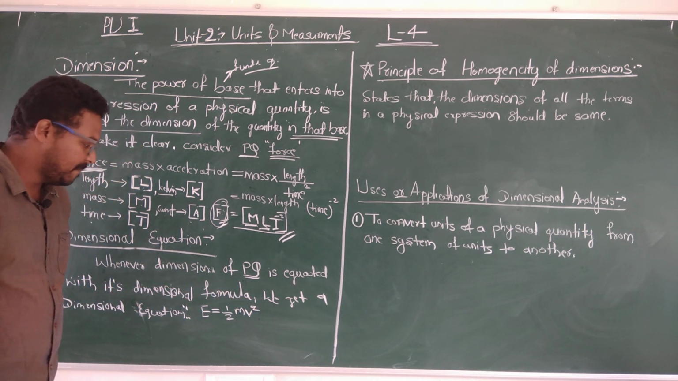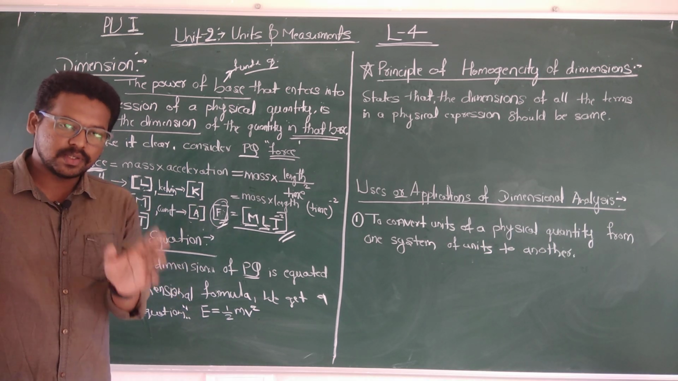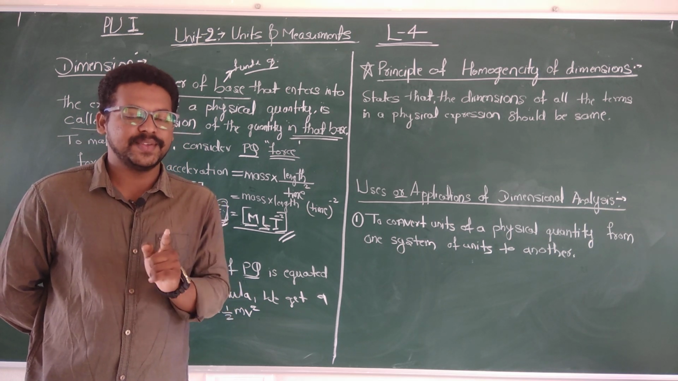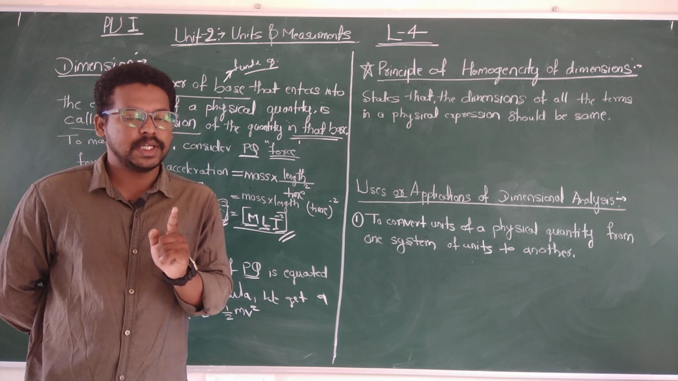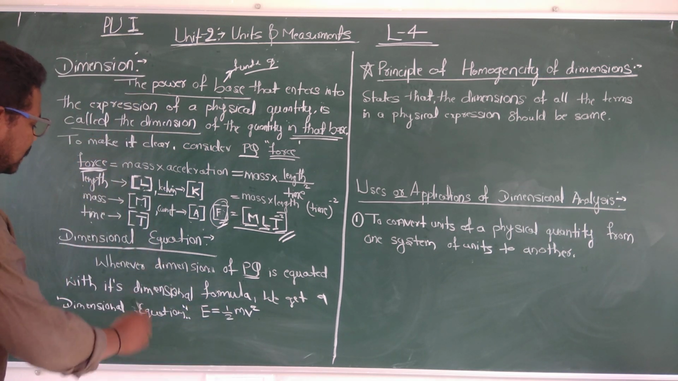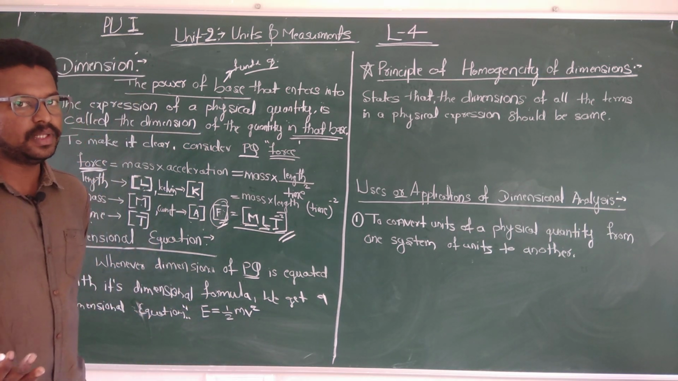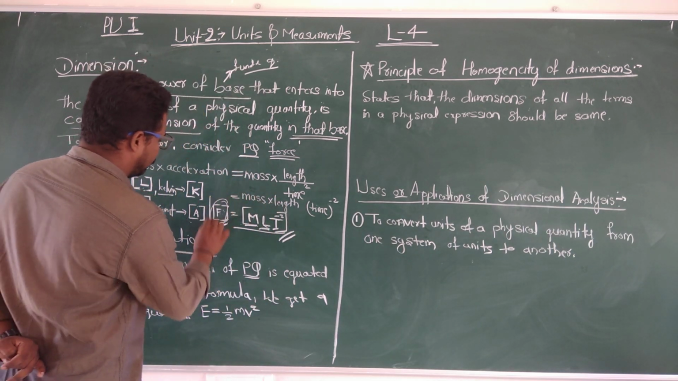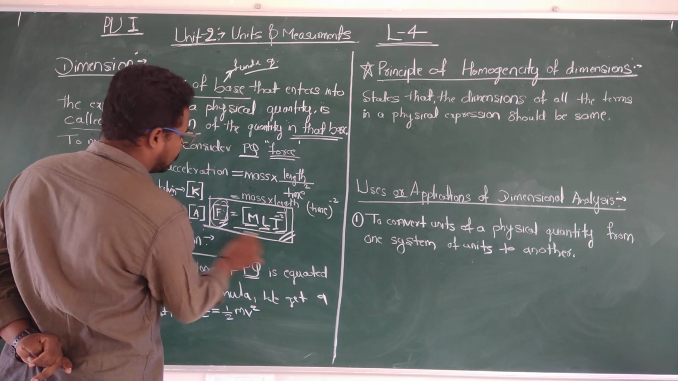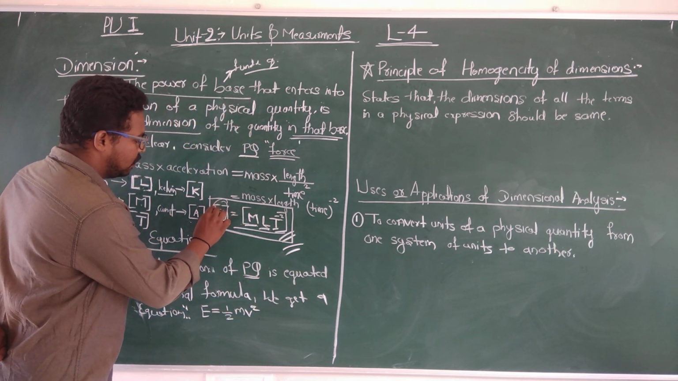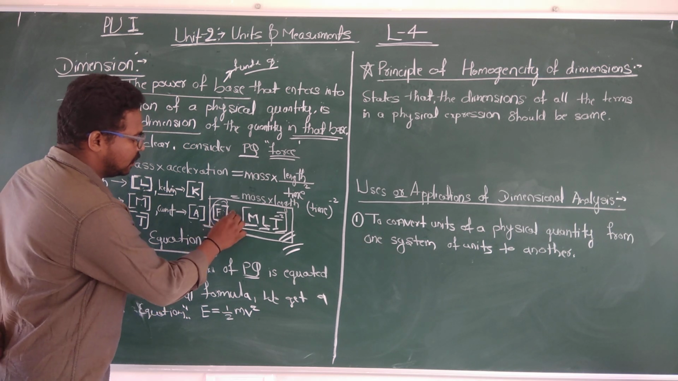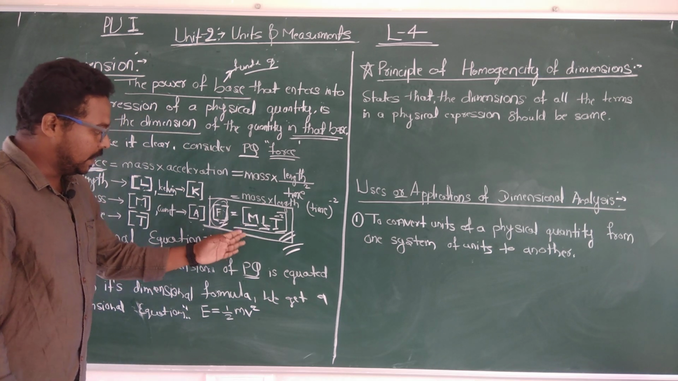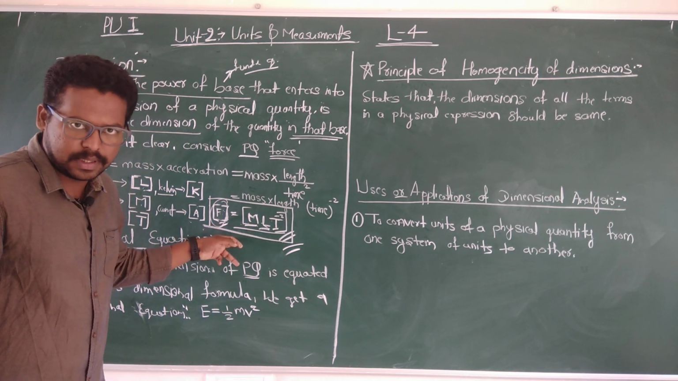So let's see here. Whenever the dimension of a physical quantity is equated with its dimensional formula, it is called a dimensional equation, right? So what is the dimensional equation of force? If you are asked to write the dimensional equation of force, you should write this. In brackets, force F equals M L T to the power minus 2, in square brackets. This is the dimensional formula of force, right?